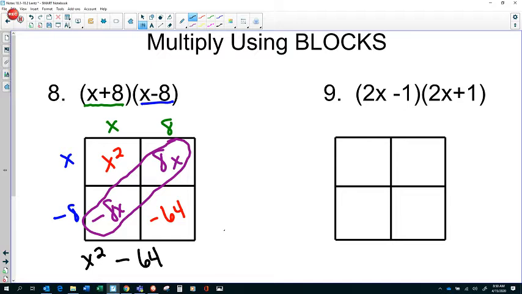This is what we're going to call a difference of squares. We'll get into that later when we start factoring. So keep a note of this one. It's a very easy way to factor. I'll show you that when we get to factoring next week.